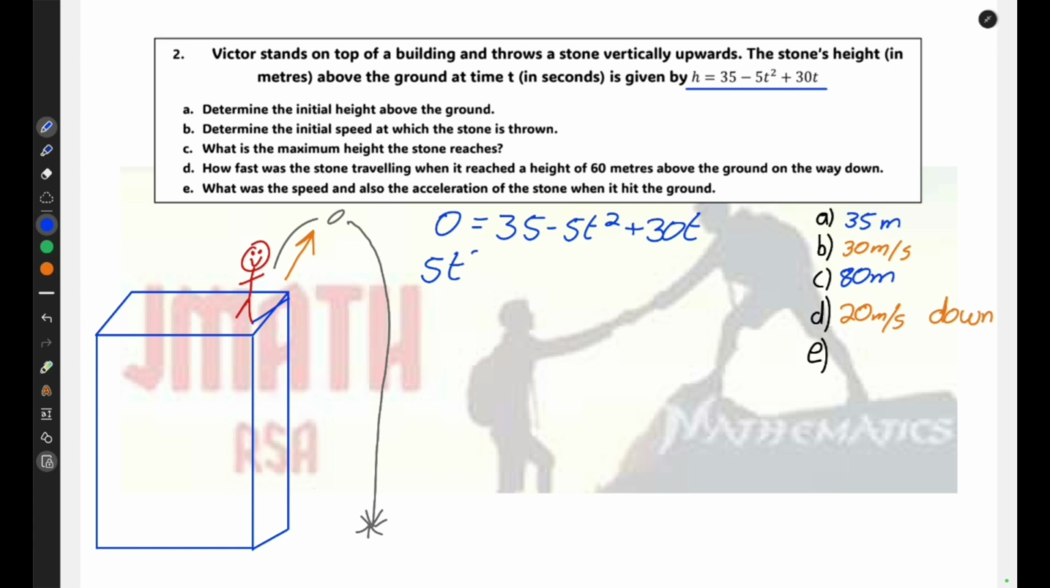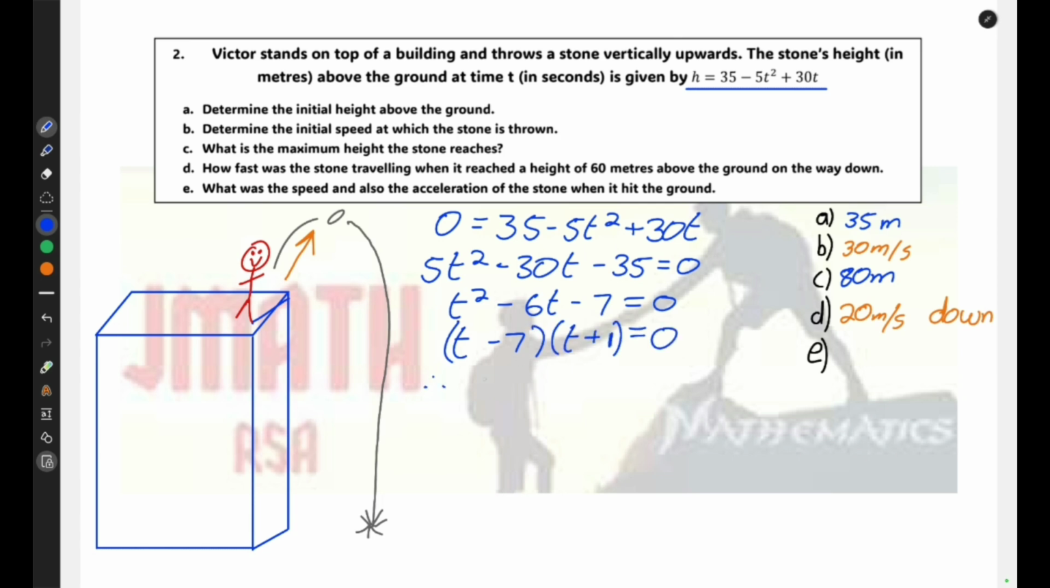I'm going to take everything to the left. 5t squared minus 30t minus 35 is then equal to 0. I'm going to divide everything by 5 just to make my life easier. And then I can solve this. So therefore, it's t minus 7 in the one bracket and t plus 1 in the other bracket. So then I know the time was minus 1 second, which is impossible, or 7 seconds.